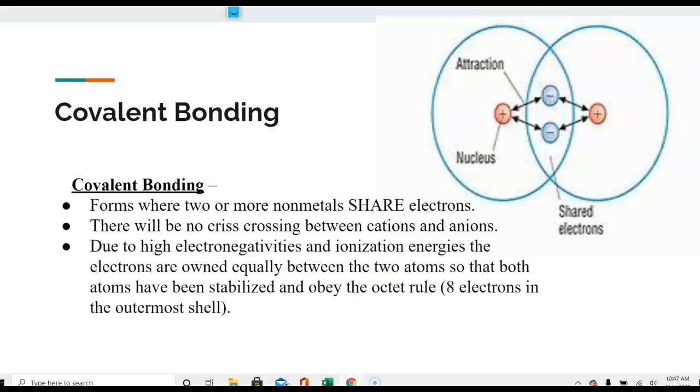Why does this happen? Well, this happens because nonmetals have very high electronegativities and ionization energies, and they are unlikely to either gain or lose electrons. So as a result, since both nonmetals are unlikely to gain or lose electrons, they share electrons instead so that they can complete their octet and have 8 electrons in their outermost shell.